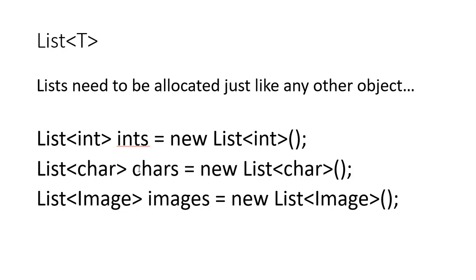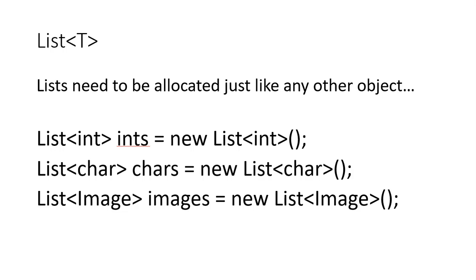A list of characters called chars references a new list of type char, or a list of images called images references a new list of images. So that's how I would read that. I would read the angle brackets as "of type", a list of type images. So that's how we would declare and allocate a list.